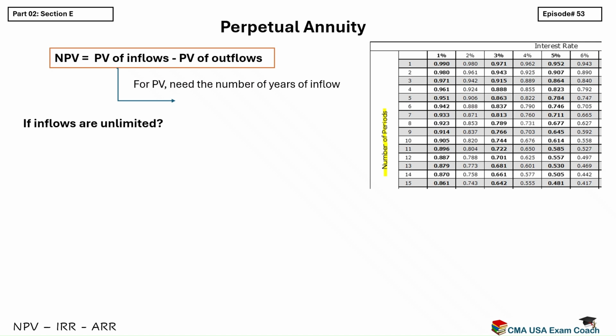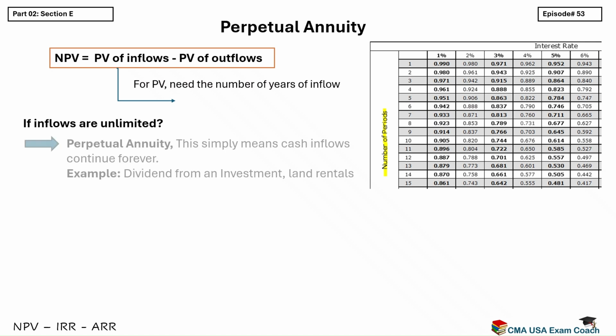In such cases, we use the concept of a perpetual annuity. This simply means cash inflows continue forever. For example, if you are receiving dividends from an investment, and those dividends keep coming regularly without an end, that's a perpetual annuity. Another example could be land rentals. Imagine you own a piece of land and lease it out. As long as the land exists and the lease continues, you keep receiving regular rental income, potentially forever.